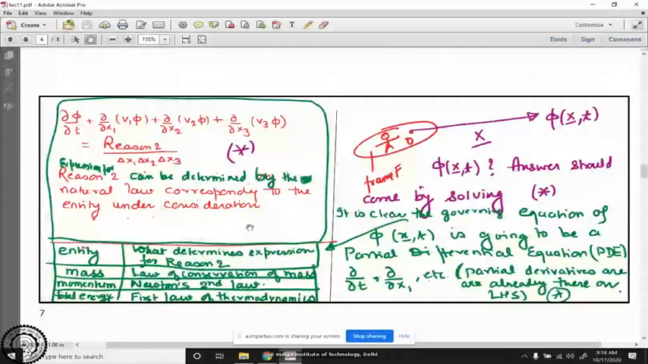So this is a summary slide. Again, it's the same equation written, and this is what I said. Reason 2 can be determined by the natural law corresponding to the entity under consideration. And just to help you get all that information summarized on the slide, I have made this table. Entities: mass, momentum, total energy. What determines the expression for reason 2? For mass, it is the law of conservation of mass. For momentum, it is Newton's second law. For total energy, the first law of thermodynamics.